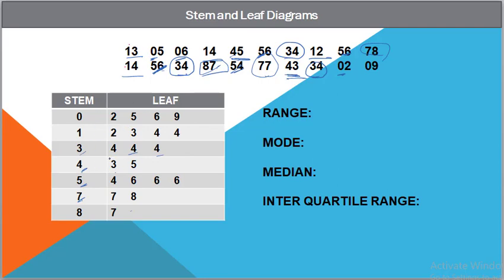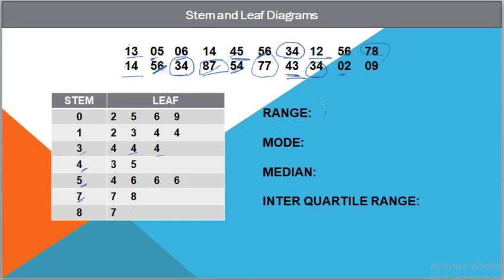But how is it going to be useful? It is a quick way of looking at the data set also. Now, how are we going to infer the information out of this stem and leaf diagram? We'll just calculate the range, mode, median, and interquartile range using this stem and leaf diagram. So let's calculate the range.